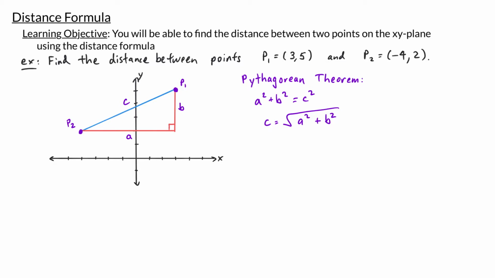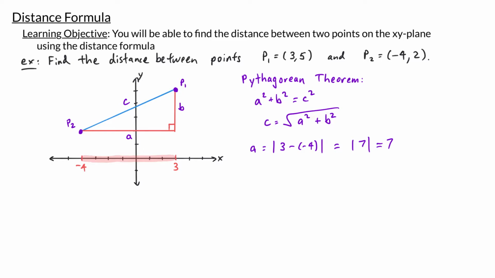The line segment A begins at the x-coordinate of P2, which is -4, and ends at the x-coordinate of P1, which is 3. Notice that the length of A is the distance between the numbers -4 and 3. And if I want to find the distance between two numbers, I take the absolute value of the difference of the two numbers. So we have that A is equal to the absolute value of 3 minus -4, which is the absolute value of 3 plus 4, or 7. In this case, 7 is already a positive number, so the absolute value isn't doing anything. So we found here that the length of A is 7.